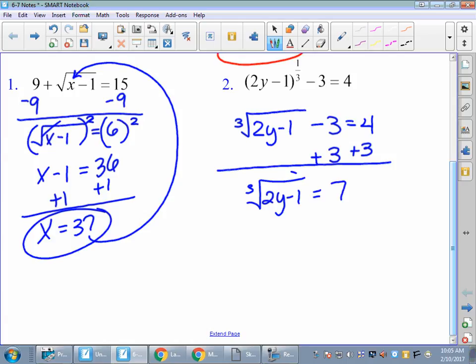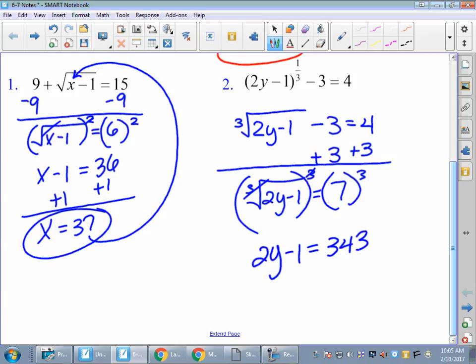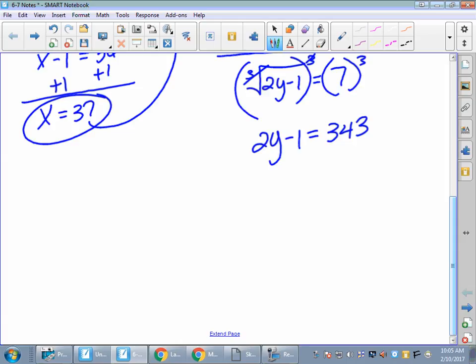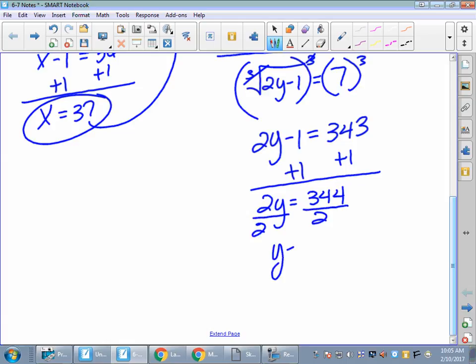To undo a cube root, I need to cube both sides of the equation. And so the cube and the cube root cancel. 2y minus 1 is 343. That's what 7 cubed is. And when I add 1 to both sides, I get 2y is equal to 344. When I divide both sides by 2, y is equal to 172.